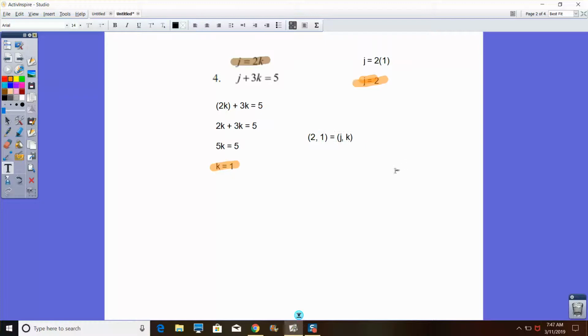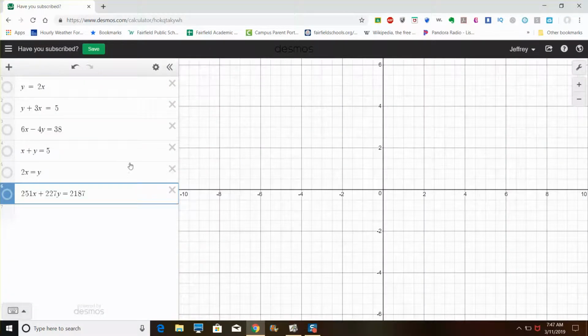Okay. Now let's check the solution with our graph. So I've got Desmos up right here. I already have the next few equations in as well. If we turn these two equations on, obviously I used y and x for Desmos. So I can already tell right now I should have written x equals 2y, but that's okay. We can just switch those around.